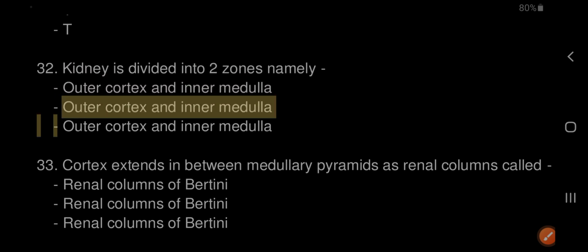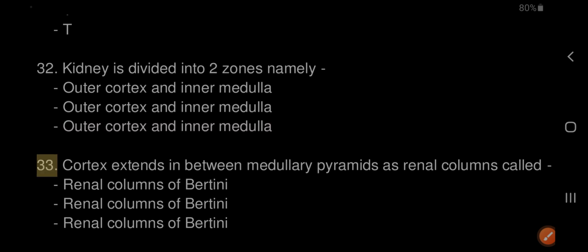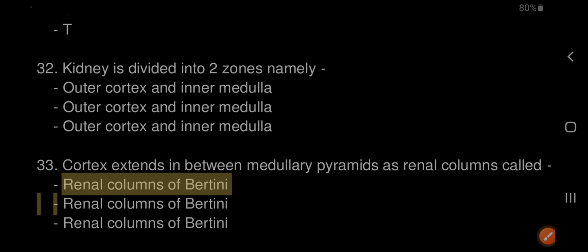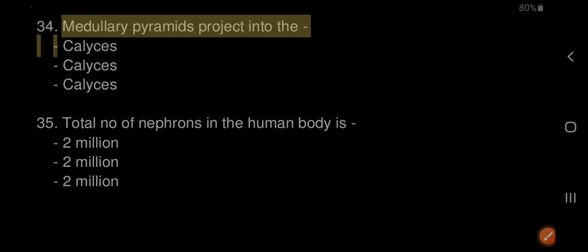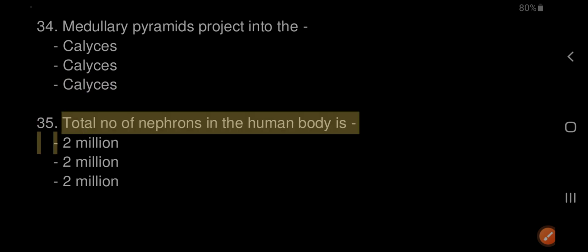33. Cortex extends in between medullary pyramids as renal columns called renal columns of Bertini. 34. Medullary pyramids project into the calyces. 35. Total number of nephrons in the human body is 2 million.